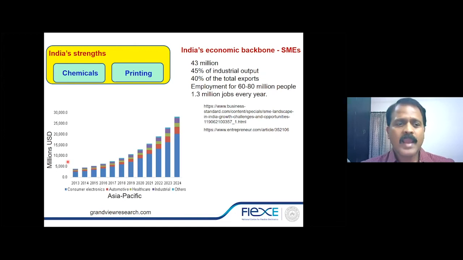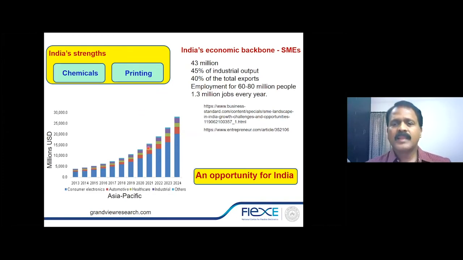And again, if you look at the market for the Asia Pacific sector for flexible printed electronics, we see that we are at the cusp of growth. And hence, by taking advantage of the platform which we have in chemicals and printing, and the fact that we do not need such a high capex, and that we are at the cusp of the growth, this gives an opportunity for India to seize the opportunities which are there and become a contributor, and not just a contributor, but a leader as far as manufacturing of flexible electronics is concerned.